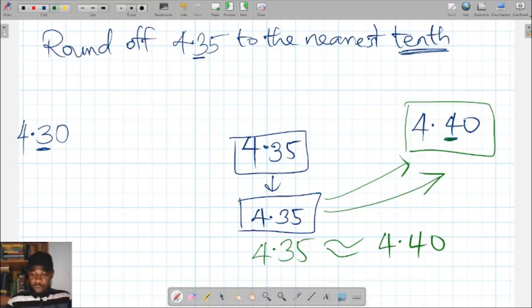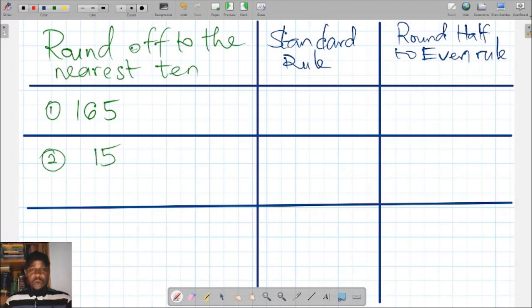Okay, so just to check whether you get what we're saying, let's see whether you're going to do this correctly on your own. You can pause the video whenever you want to do it, and then check your answer afterwards. Here is one for you to do all by yourself. We have to round off 165 and 15 to the nearest 10. You can use the standard rule, and you have to use the round half to even rule as well. Let's see the answers that you get. Pause the video, do this, and then click play to continue.